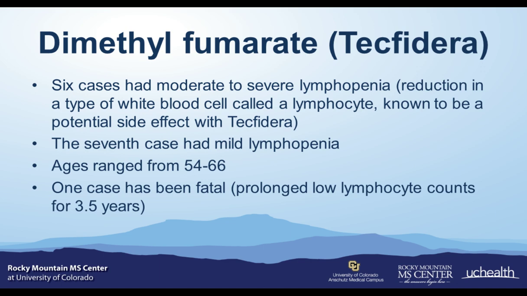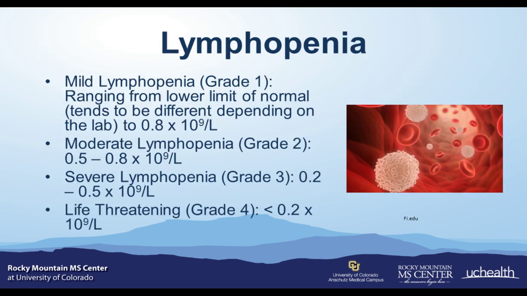Of the 7 cases that they reported, they did find a common thread where the white blood cell called a lymphocyte was low. 6 of the 7 cases had moderate to severe lymphopenia, and I'll explain a little bit about how we classify lymphopenia in just a second, while the 7th case had mild lymphopenia. The ages of the patients that developed PML range from 54 to 66, and 1 of those 7 cases was fatal. It is worthwhile to note that the lymphocyte count in that patient was low for about 3.5 years, which is a pretty long period of time.